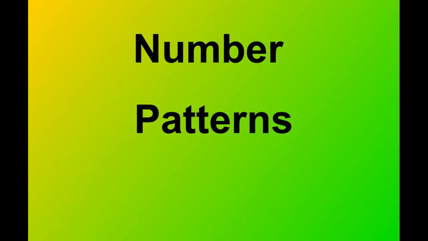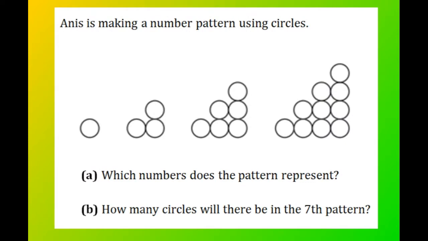Hello, today we're looking at number patterns. Here's a question. Anis is making a number pattern using circles. Which numbers does the pattern represent? And how many circles will there be in the seventh pattern?